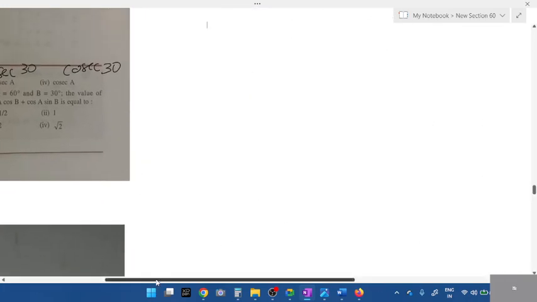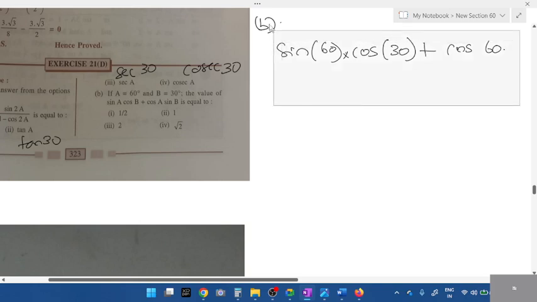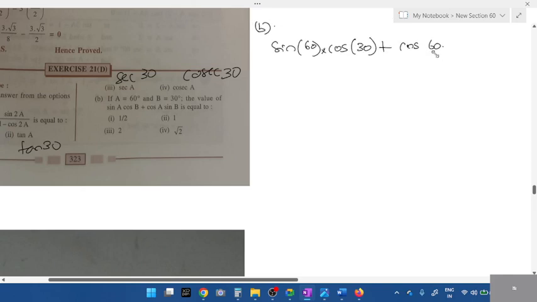Second question. They have given two values. See, they have given the value of A and the value of B. The question is sine 60 multiplied by cos 30 plus cos 60 multiplied by sine 30. Try this question. Substitute the value, students. In place of A and B, just put the values 30, 60.